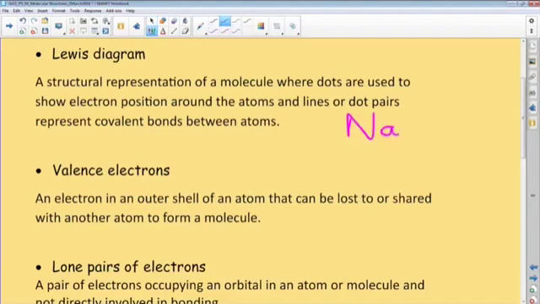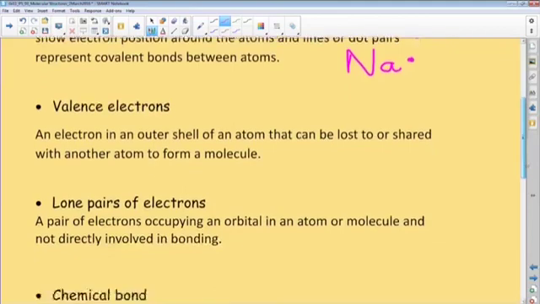I'll draw the Lewis diagram for sodium. So remember, you write the symbol, and then you just draw a single dot to indicate how many valence electrons are associated with sodium. So if you haven't got it down, remember it is all about the valence electrons.